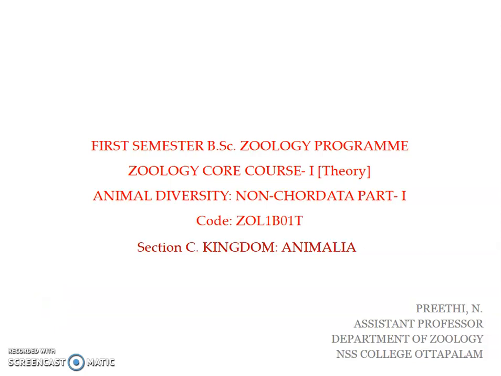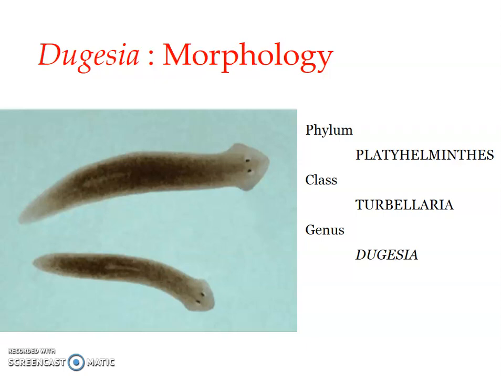Hi everyone, welcome back. So we have been discussing phylum Platyhelminthes. We looked into the characteristic features of Platyhelminthes, and the classification of Platyhelminthes into three classes: Turbellaria, Trematoda, and Cestoda. And as type species, we will be learning more in detail on Dugesia.